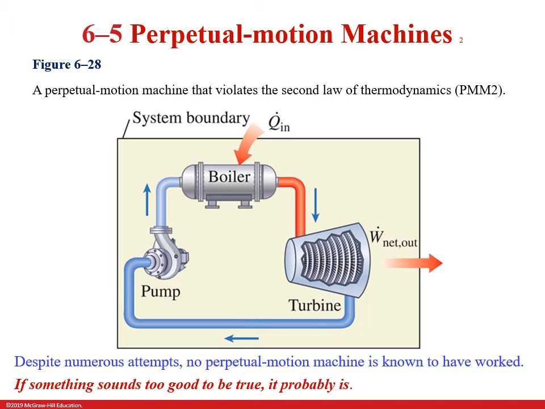The thing about perpetual motion machines is they sound pretty good. And if something sounds too good to be true, well, it probably is. So that's the second law. You can't get something for nothing.